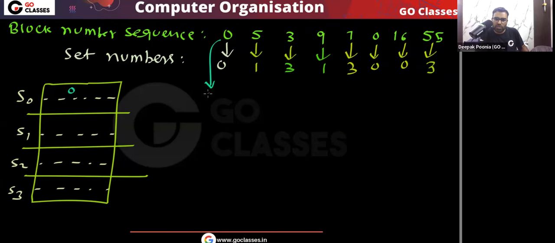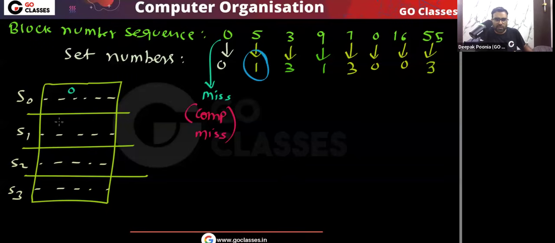So for this block number 0, there will be a miss. And this is a compulsory miss. Why is this a compulsory miss? Because this is the first access to this memory block. The very first reference to a memory block is a compulsory miss. So I can write it here that this is actually a compulsory miss. Very simple.